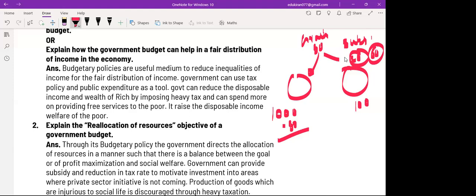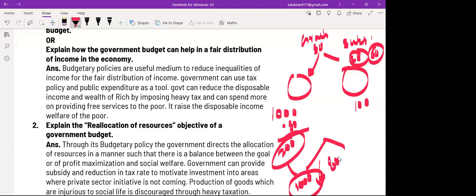So by providing subsidies, government can encourage poor people to purchase things. Or what government can do is impose more and more tax on the rich person, so that out of his 1000 rupees, he needs to pay 200 rupees tax. So automatically he has only 800 rupees, and the other person has 100 rupees. So now there is less gap between poor and rich.